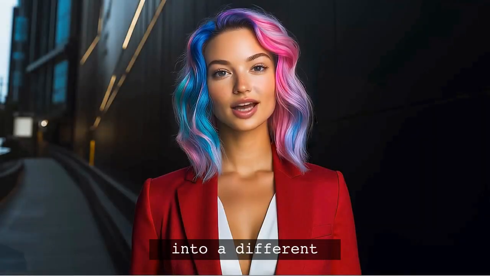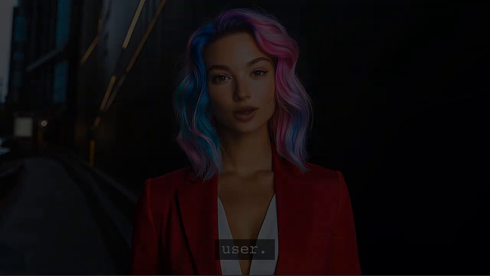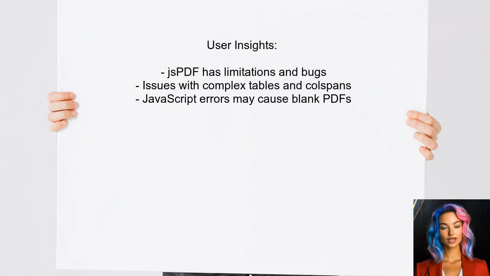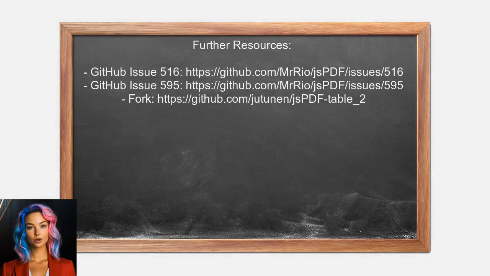Now, let's dive into a different answer from another user. The user points out that JSPDF has limitations and bugs, particularly with complex tables and col spans. These issues can lead to JavaScript errors, causing the PDF to be blank. They also provide links to GitHub issues that discuss these problems and mention a fork of JSPDF that might address some limitations, although its effectiveness is uncertain.